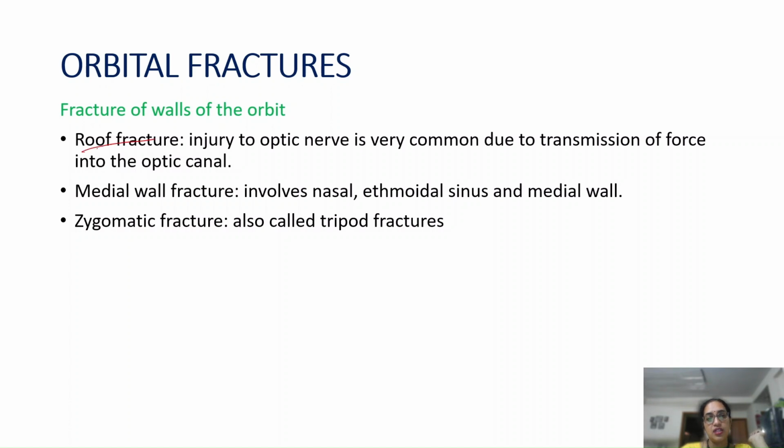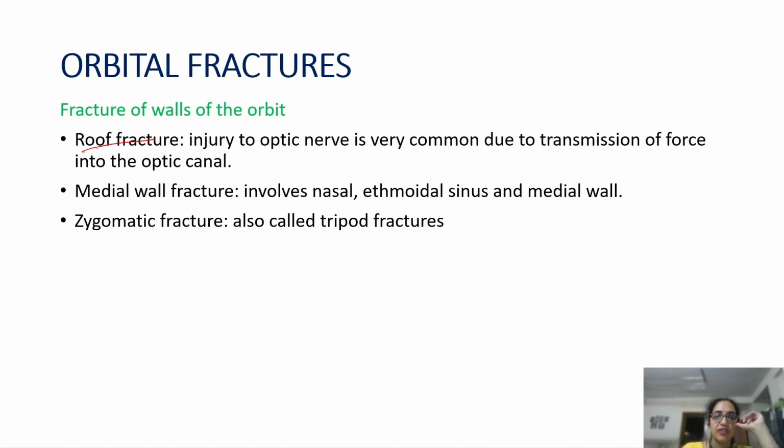Roof fracture, it's dangerous because there is the anterior cranial fossa above. Secondly, the optic nerve injury is very common because of the transmission forces. The vector forces travel along the roof into the optic canal, and optic nerve injuries are very common in roof fractures. Medial wall fractures usually involve the nasal, ethmoidal sinus and the medial wall of the orbit.